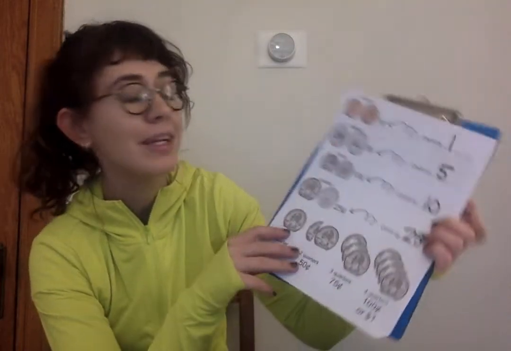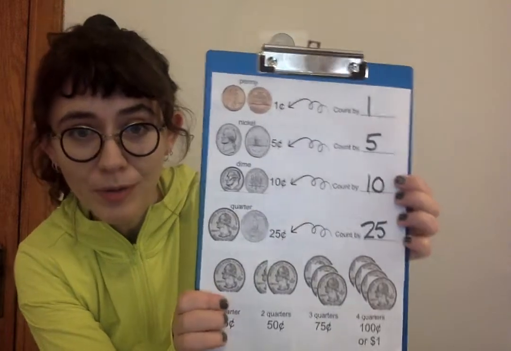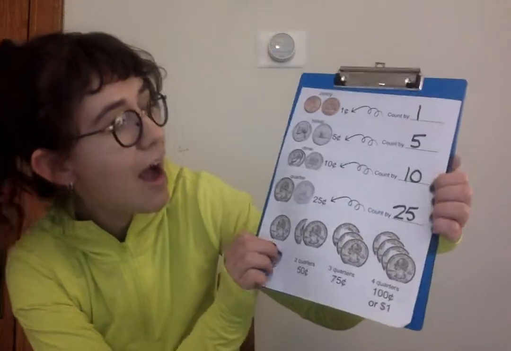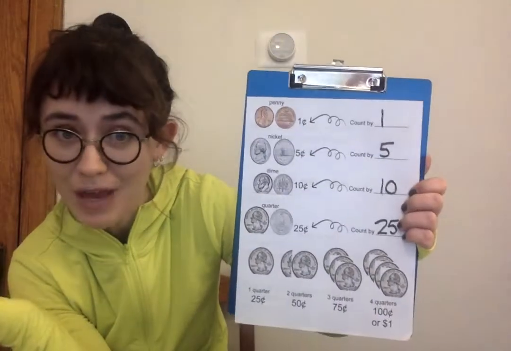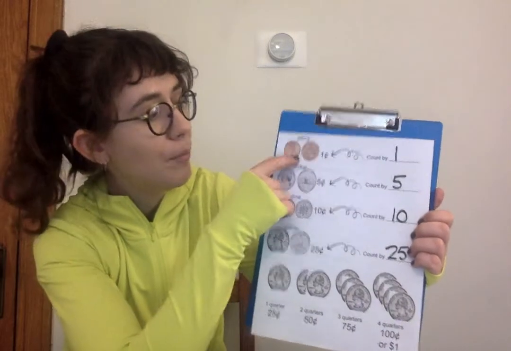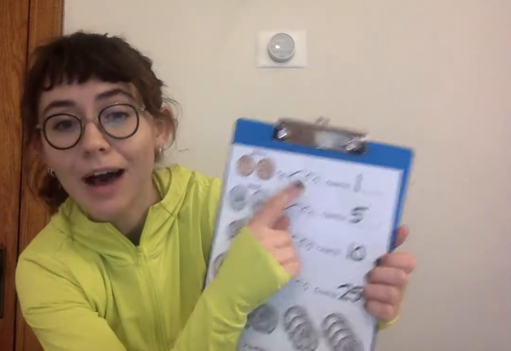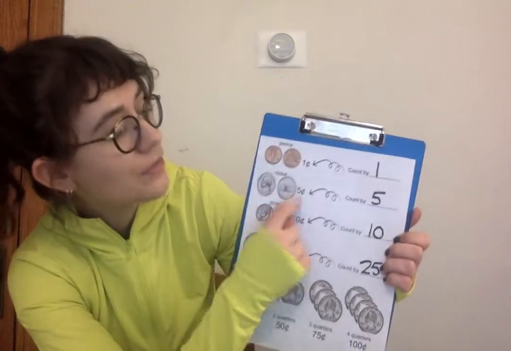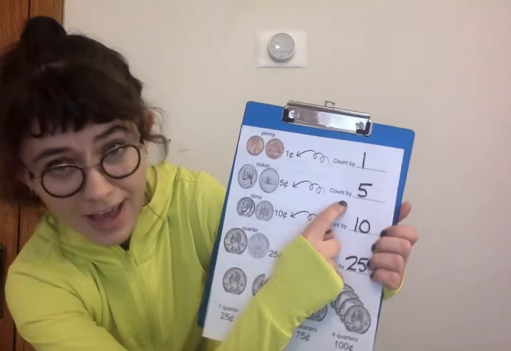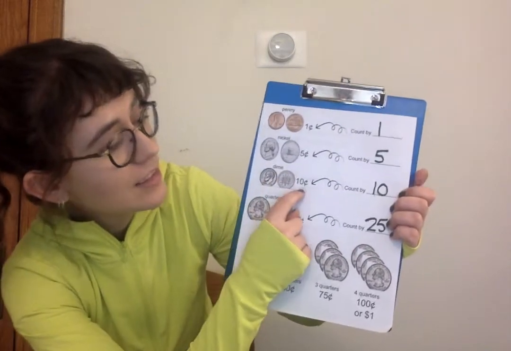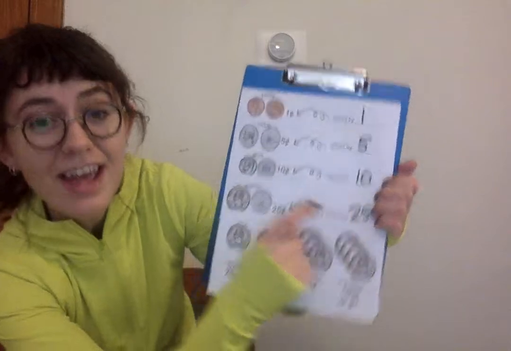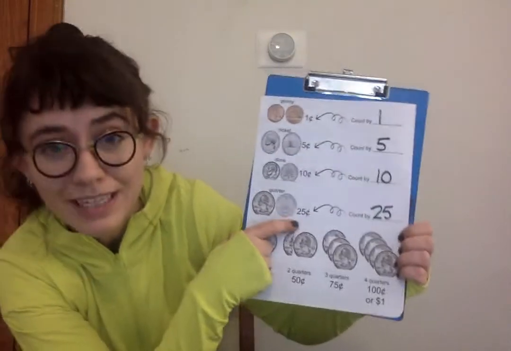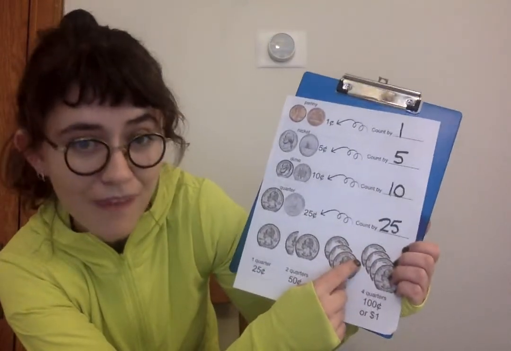All right, and I'm going to leave this chart up on the board while we're working on our problems today. I want you to say it with me, all right? So get your voice ready. Pennies are worth 1 cent, so we count by ones. Nickels are worth 5 cents, so nickels count by 5. Dimes are worth 10 cents, so dimes count by 10. And quarters are worth 25 cents, so quarters count by 25.